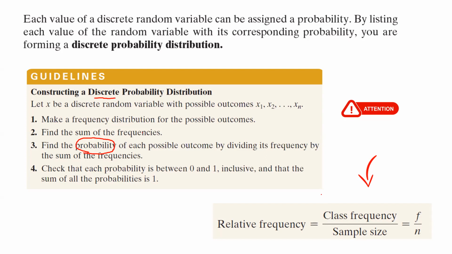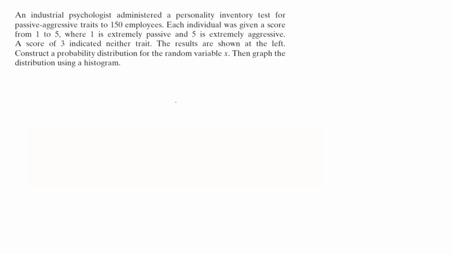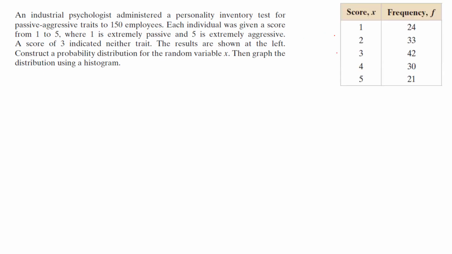Let's take a look at one example to feel more comfortable about these steps. An industrial psychologist administered a personality inventory test for passive-aggressive traits to 150 employees. Each individual was given a score from 1 to 5, where 1 is extremely passive and 5 is extremely aggressive. A score of 3 indicated neither trait. The results are shown at the left. I moved the table to the right so we have enough space to write. So take a look at your table here.